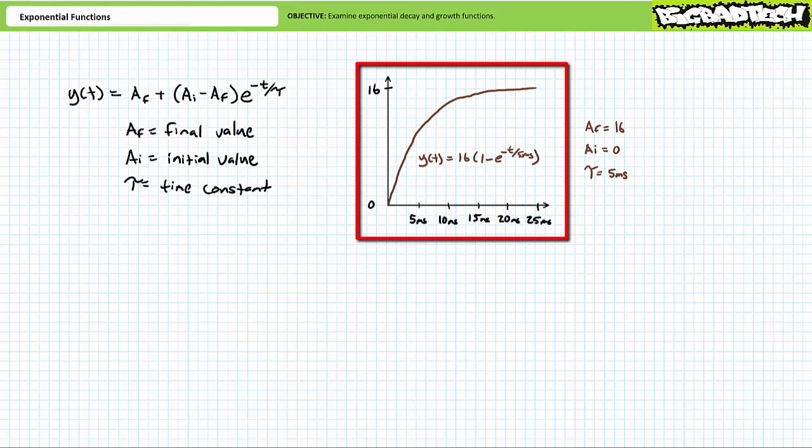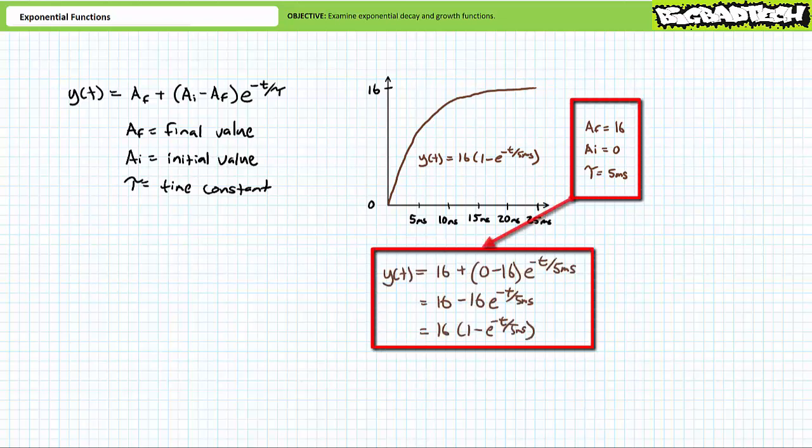Consider growth from 0 to 16 over a time span of 25 milliseconds. This can be modeled using the general purpose growth function as y of t equals 16 times 1 minus e to the negative t over 5 milliseconds. Again, the growth function reaches the steady state value of 16 in 5 time constants. 25 milliseconds divided by 5 means it has a time constant of 5 milliseconds.